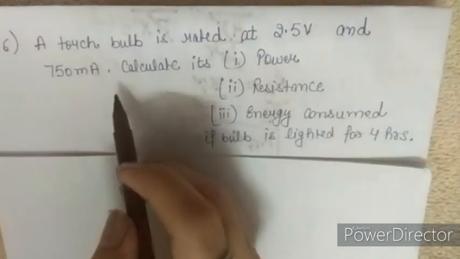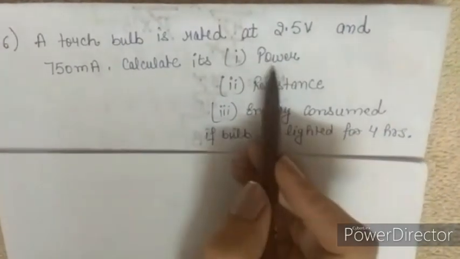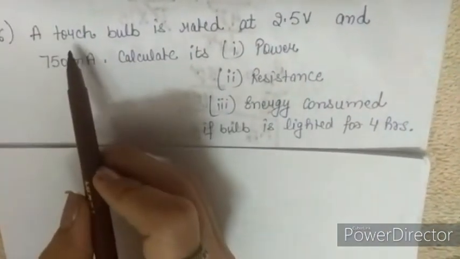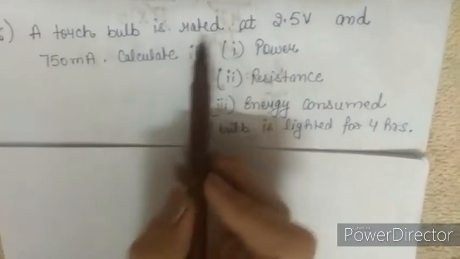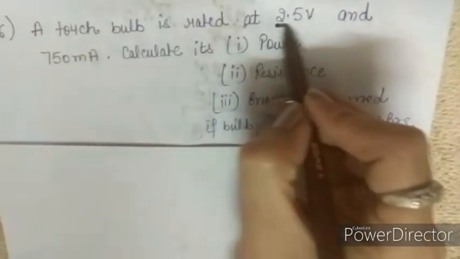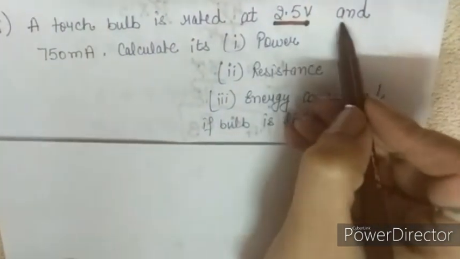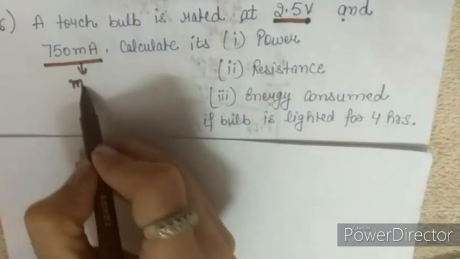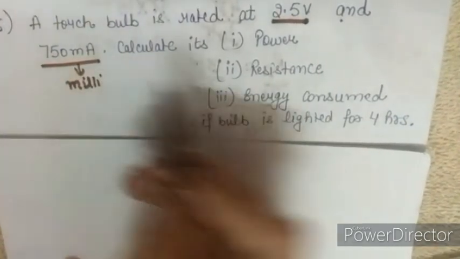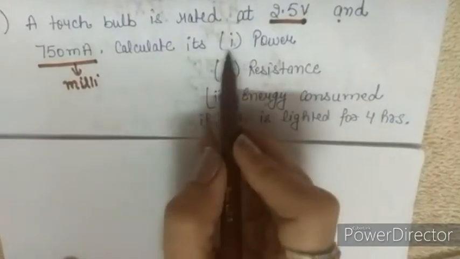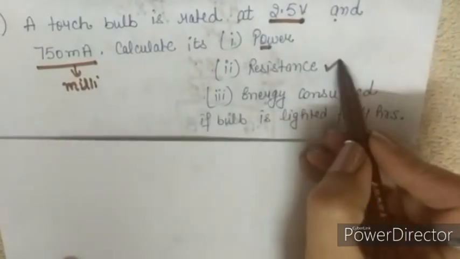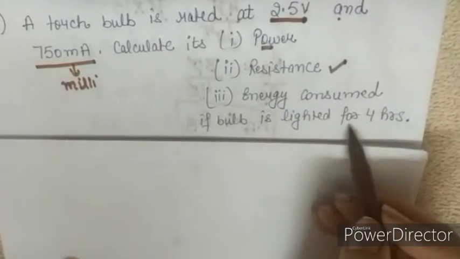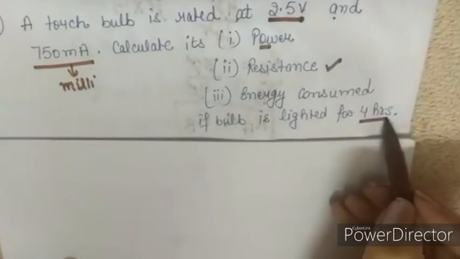Now our next question is based upon power and energy. So what is given to us? A torch bulb is rated at 2.5 volt and 750 milliampere. M stands for milli. Calculate its power, its resistance and the energy consumed if the bulb is lighted for 4 hours.